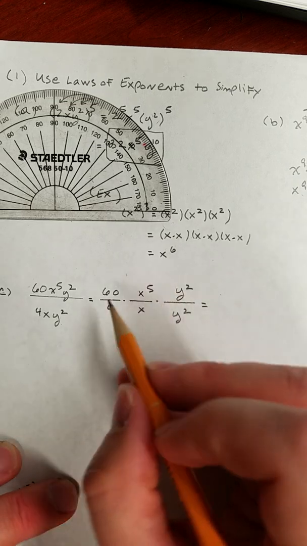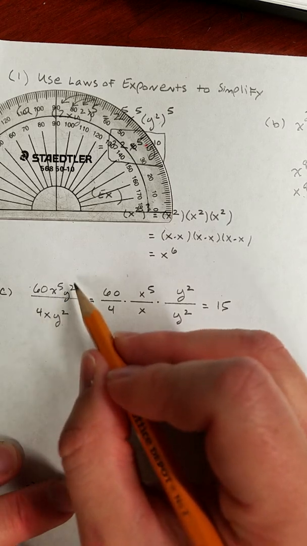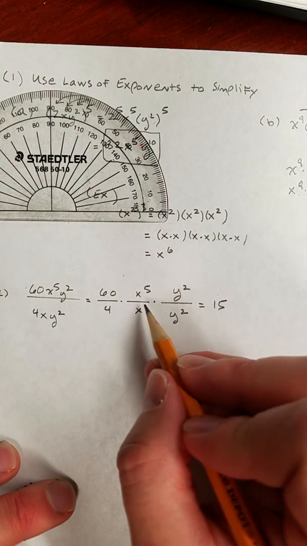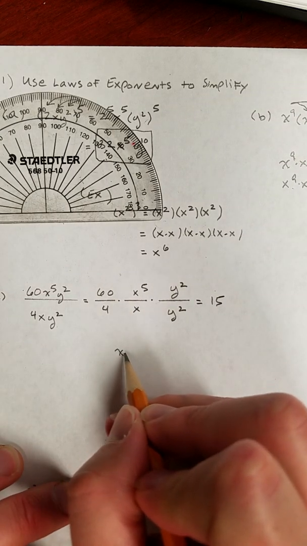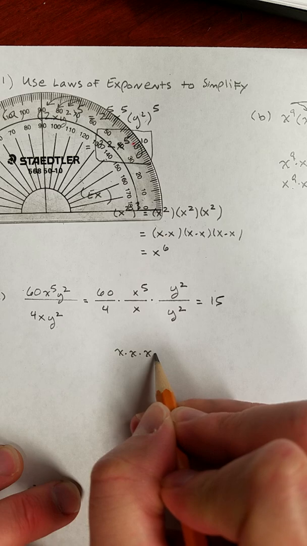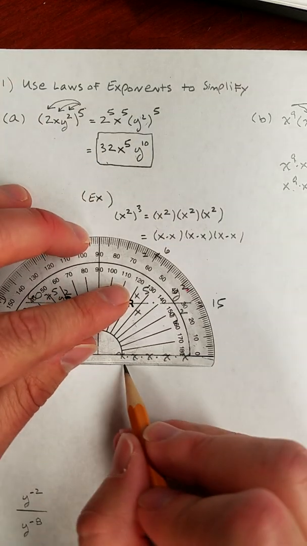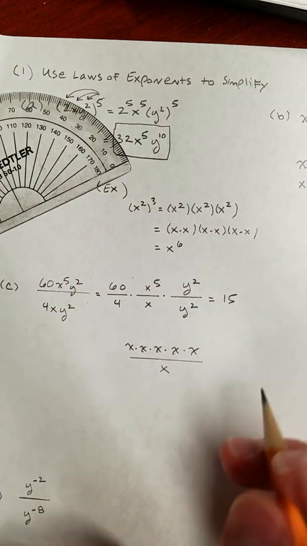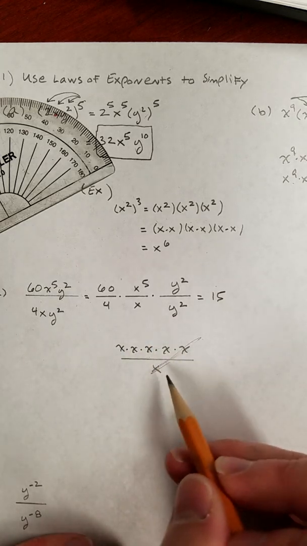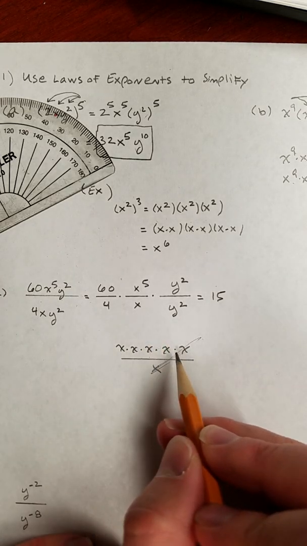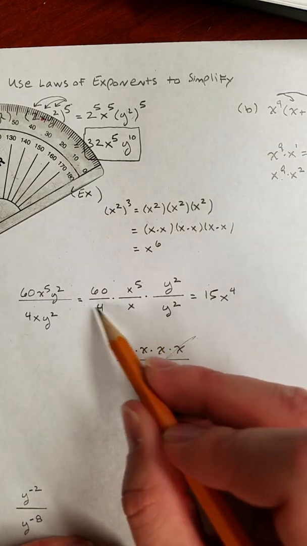Like, you could say, what is 60 divided by 4? That's 15. And that way, we're not looking at the other stuff. We could say, what's x to the 5th divided by x? Well, okay, let's see. X to the 5th. Isn't this x to the 5th right there? X times itself 5 times. Divide by 1 x. This is x to the 5th divided by x. What's that leave you after canceling? X to the 4th. Okay? X to the 4th.